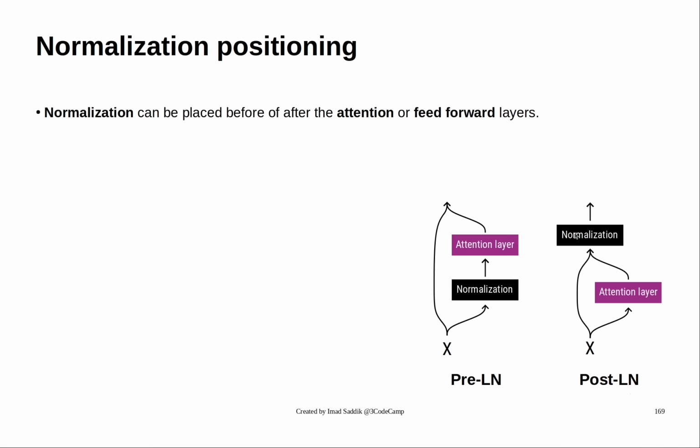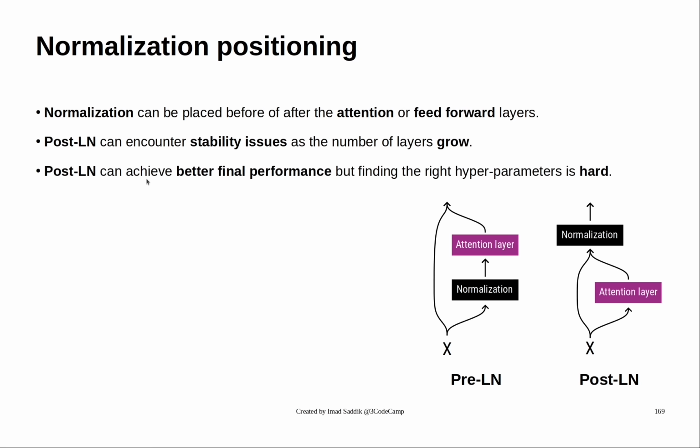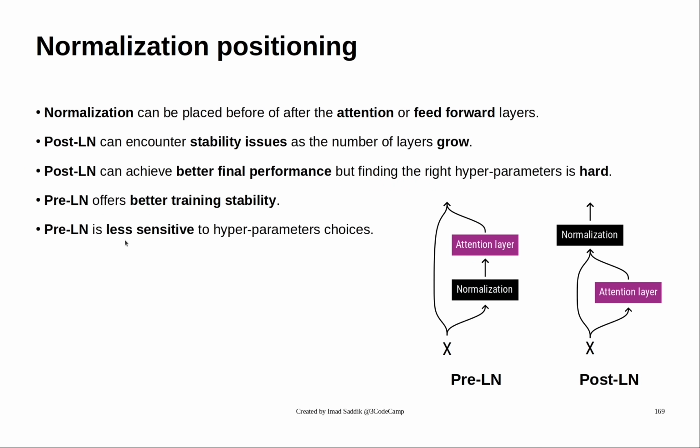that normalization comes after. Post-normalization can encounter stability issues as the number of layers grows. Also, it achieves better final performance, but it is very hard to find the right hyperparameters. Pre-normalization, on the other hand, offers better training stability because it is less sensitive to hyperparameter choices. So even if you don't search for the optimal hyperparameters, you can get good results with this approach. Pre-normalization shines where the number of layers is big.